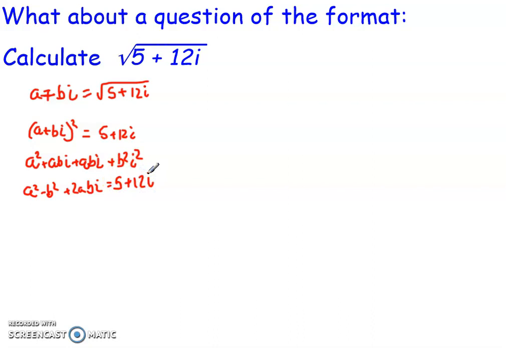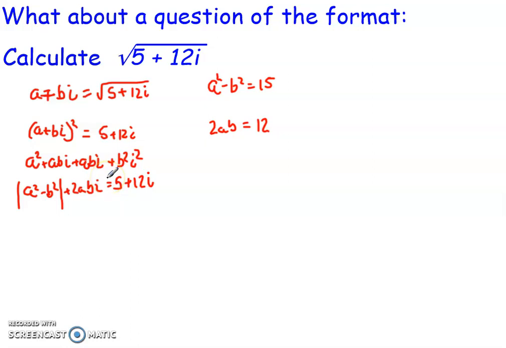So that's equal to my standard format of a complex number for this one. What I can now do is split this into real parts and imaginary parts and equate them. If these two are equal to each other, then a squared minus b squared has to be equal to 5, and 2ab has to be equal to 12. For this one, just equate the coefficients. They both multiply by i, so that cancels.